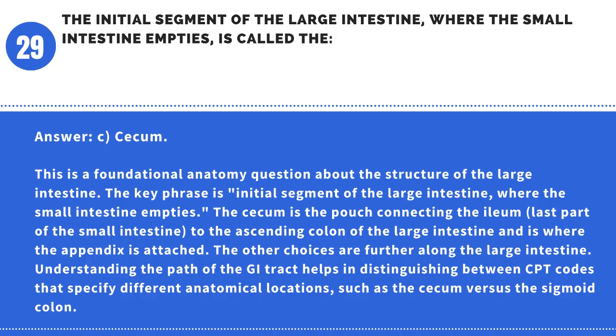Cecum. This is a foundational anatomy question about the structure of the large intestine. The key phrase is initial segment of the large intestine, where the small intestine empties. The cecum is the pouch connecting the ileum, last part of the small intestine, to the ascending colon of the large intestine, and is where the appendix is attached. The other choices are further along the large intestine. Understanding the path of the GI tract helps in distinguishing between CPT codes that specify different anatomical locations, such as the cecum versus the sigmoid colon.